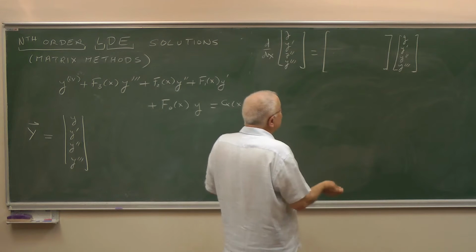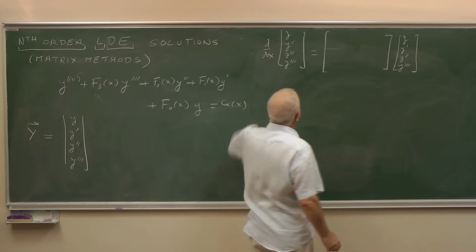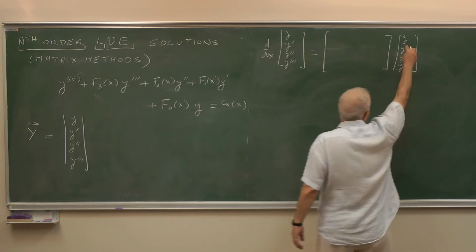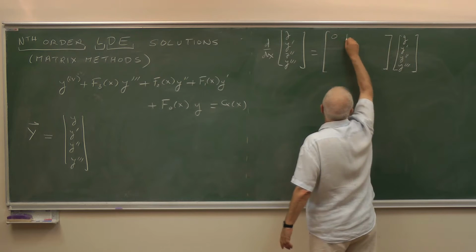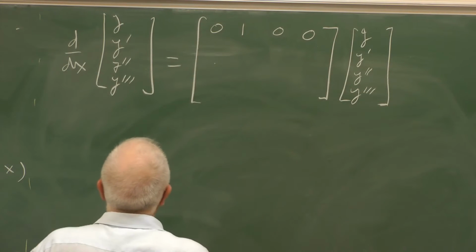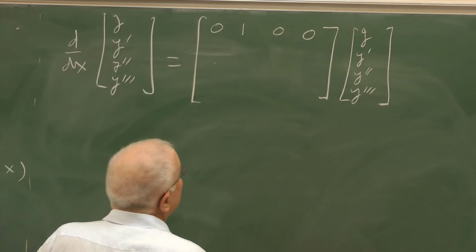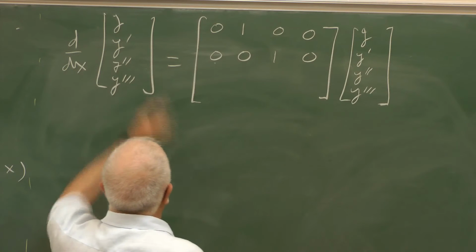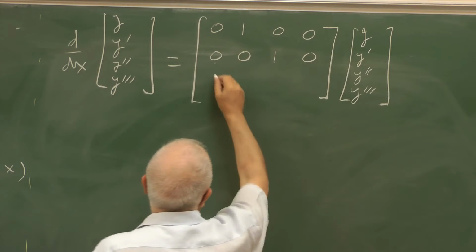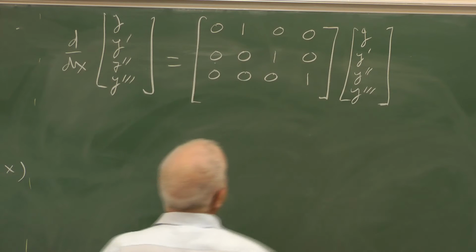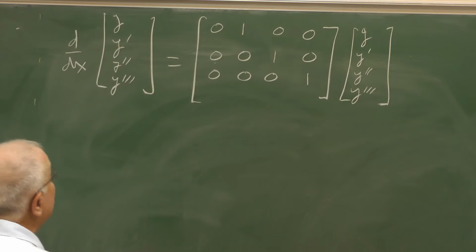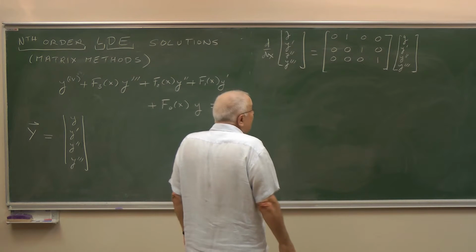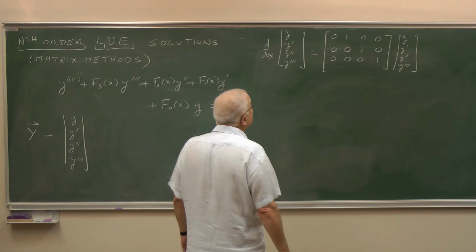Well, first, it's easy, because the top element is the derivative of y, y prime. So I see y prime here, so I should have 0, 1, 0, 0. The second one, derivative of y prime, y double prime. So I'll have 0, 0, 1, 0. The third element will be the third derivative, so 0, 0, 0, 1. Then for the fourth derivative, of course, we should use the information from the differential equation itself. It's about time we do that.